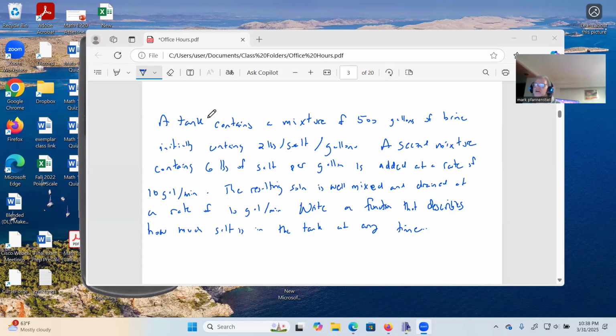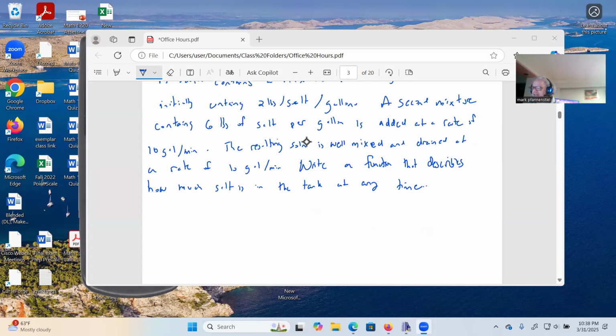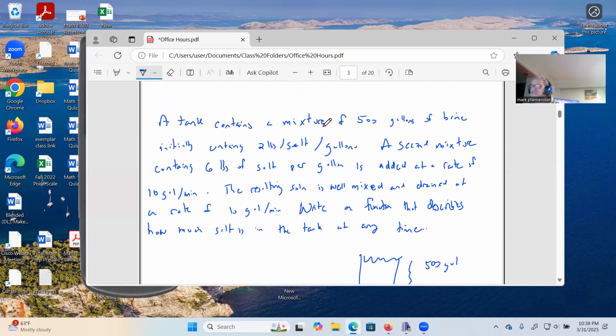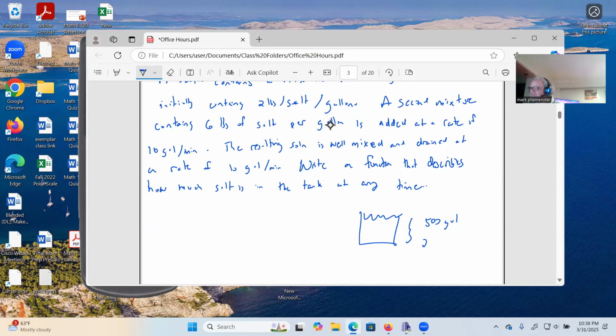Okay, so we have a tank containing a mixture of 500 gallons of brine. It initially has 2 pounds of salt per gallon. So we've just got the mixture with all of the stuff in here. This is 500 gallons, and it is 2 pounds of salt per gallon.